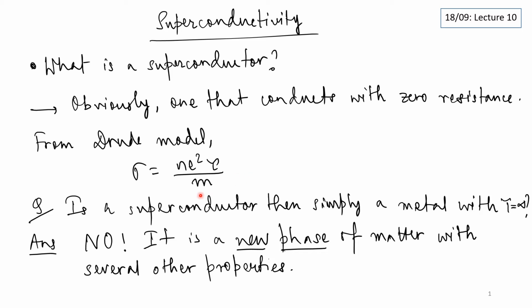So one can then ask, well, if superconductivity has zero resistance, meaning infinite conductivity, is a superconductor simply a metal with τ going to infinity? Meaning, let's say I make a metal purer and purer so that there is hardly any scattering anymore, because at the end of the day, it is scattering which gives rise to resistance. Then if I can go to the limit where I take all the scattering centers away and there is no scattering left, then the conductivity will tend to infinity, and is that what a superconductor is?